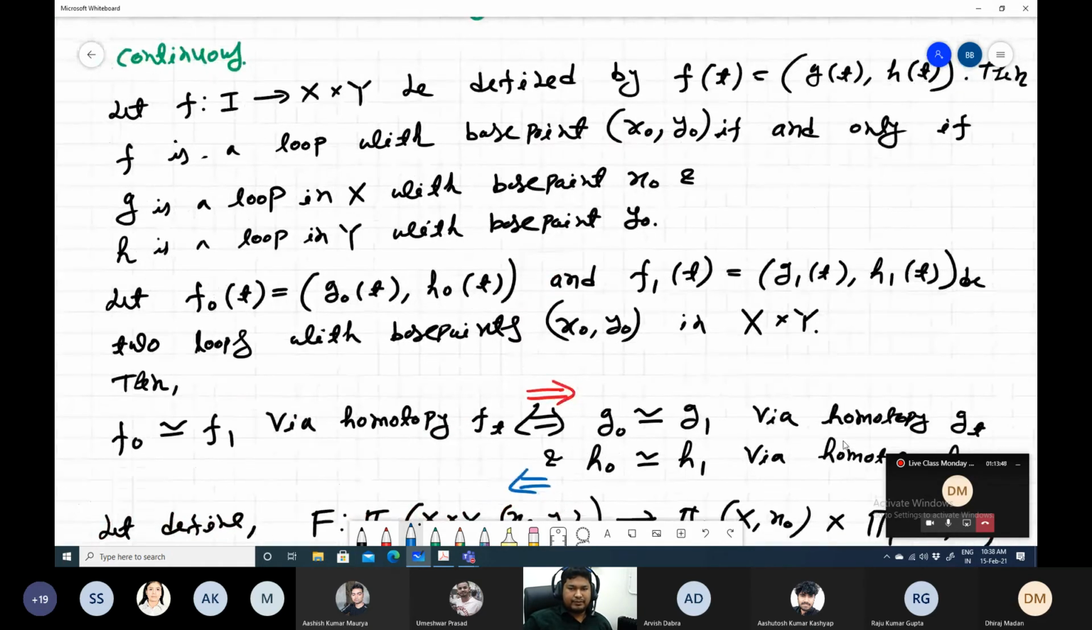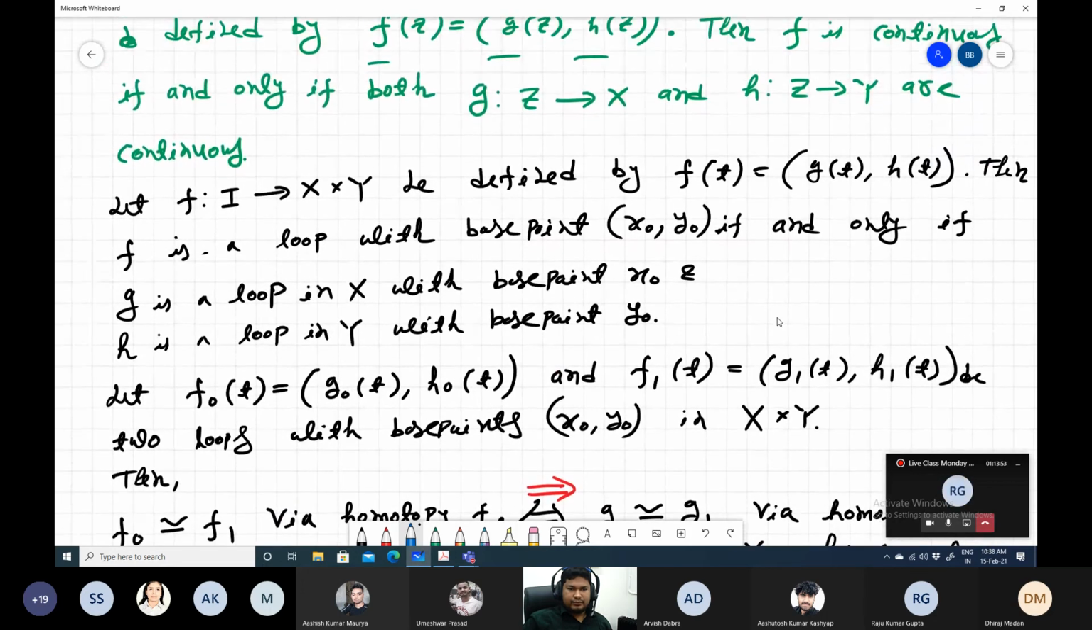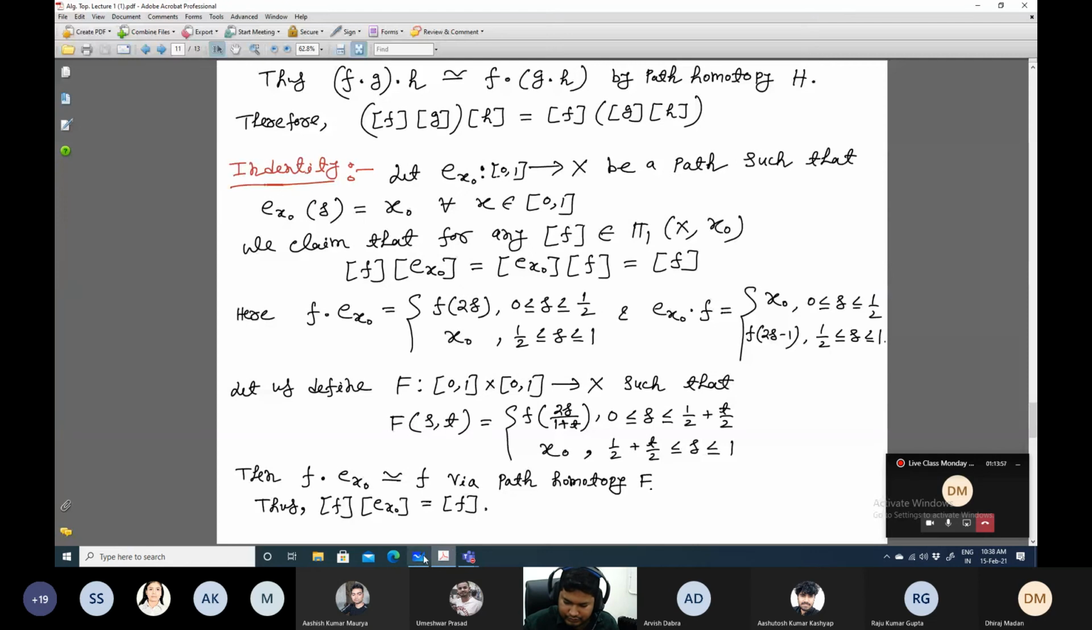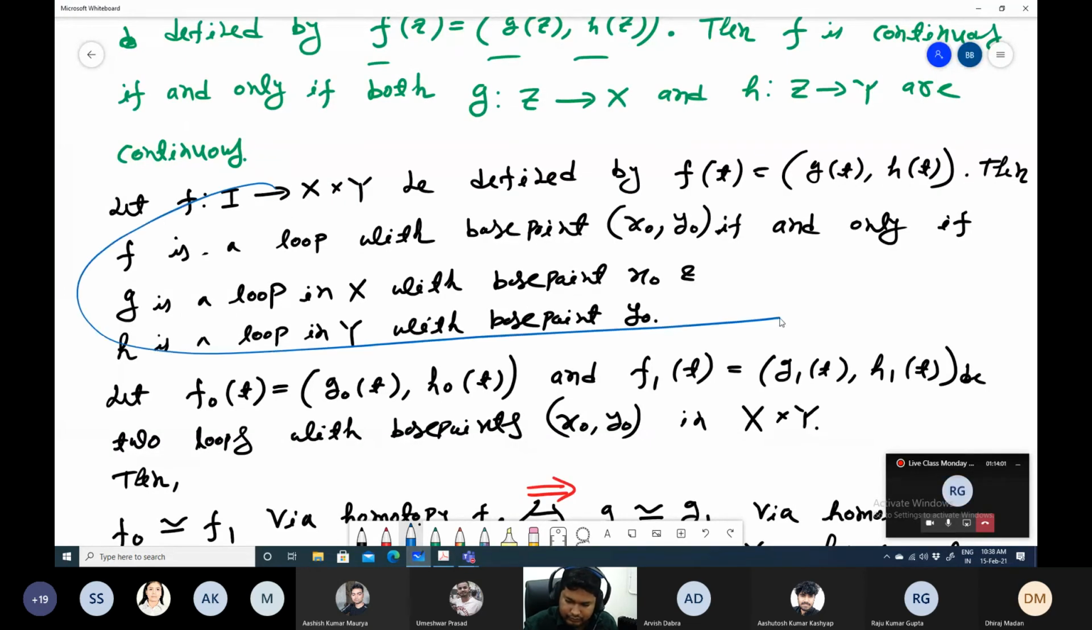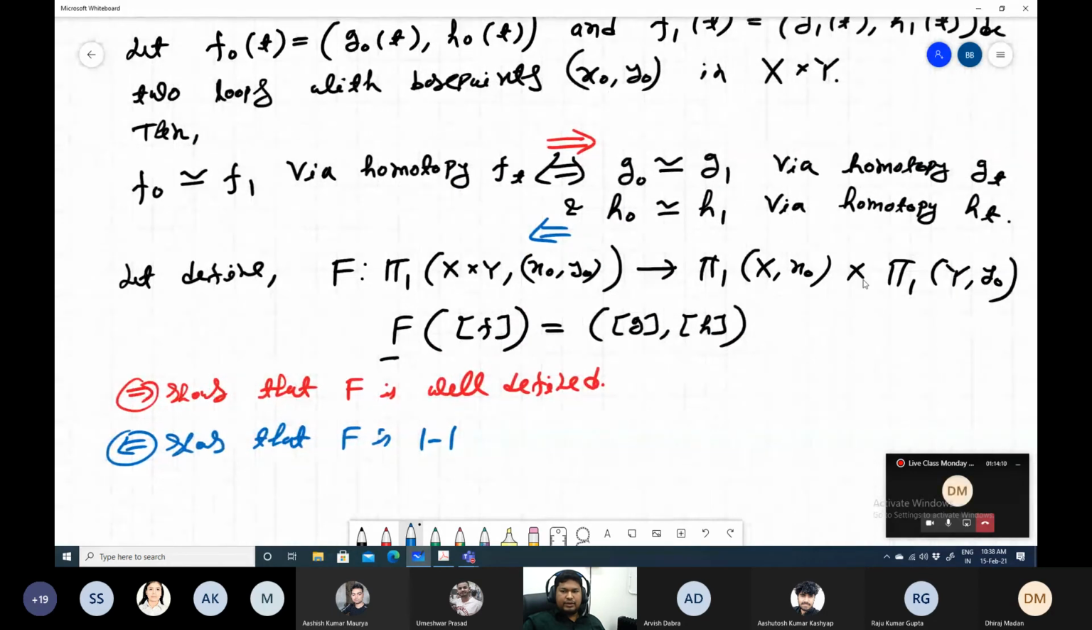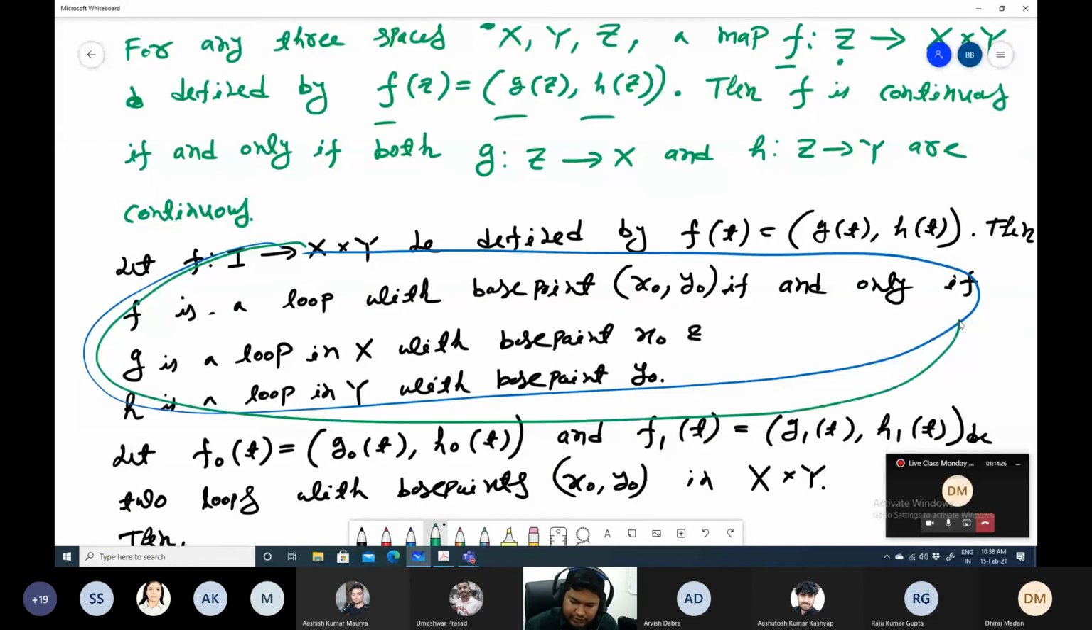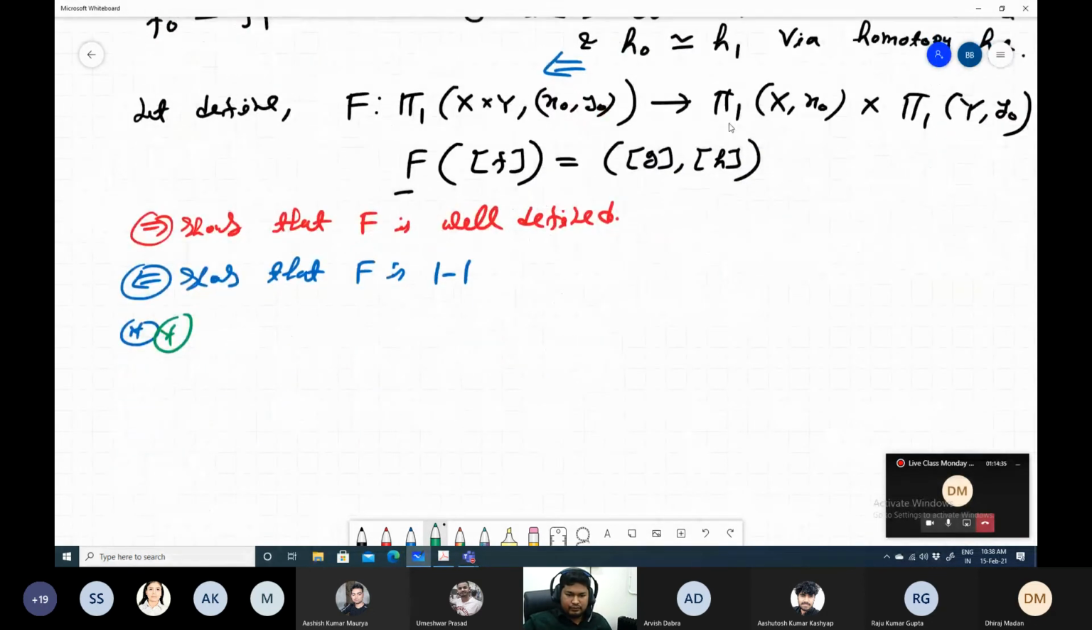If you look at this one, yeah, so this portion shows that it is onto as well, right? Because if you take any loop here and any loop here, then you can find a loop here as well by defining that, right? So this portion shows that f is onto as well. Okay, so that means f is well defined and f is bijective.